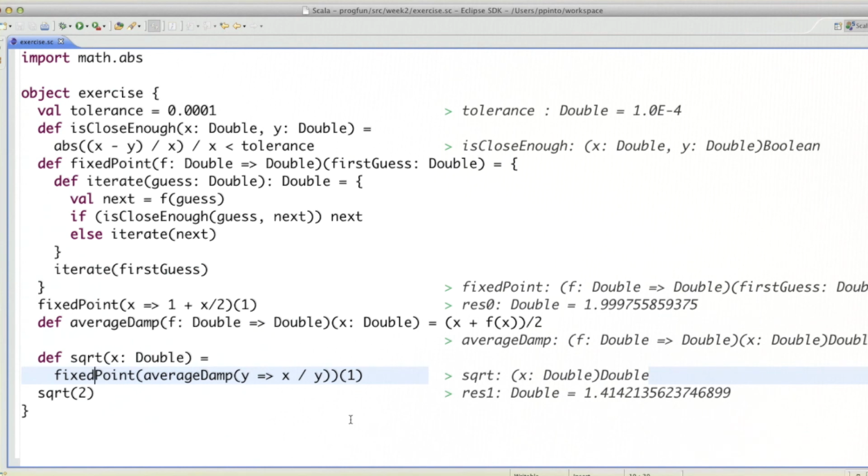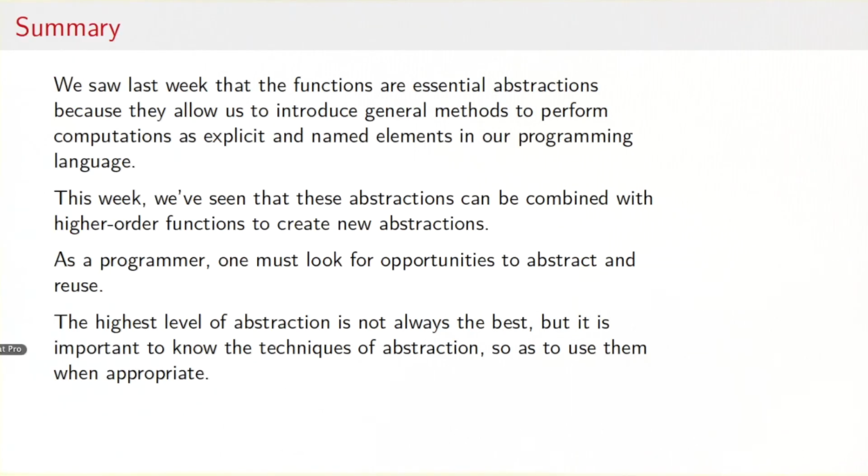If you look at this definition of square root, then I think you would agree that it's probably very difficult to write something that is clearer and shorter than this very definition. We came from the specification of what it means to be a square root. We derived that solving the equation for square roots means taking the fixed point of this function. We determined that we needed to take averages to dampen the oscillation, so we used this average damp function in the middle, and we are done.